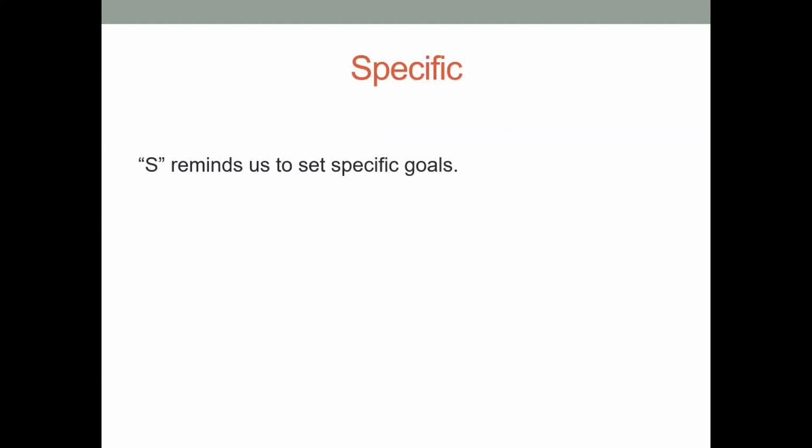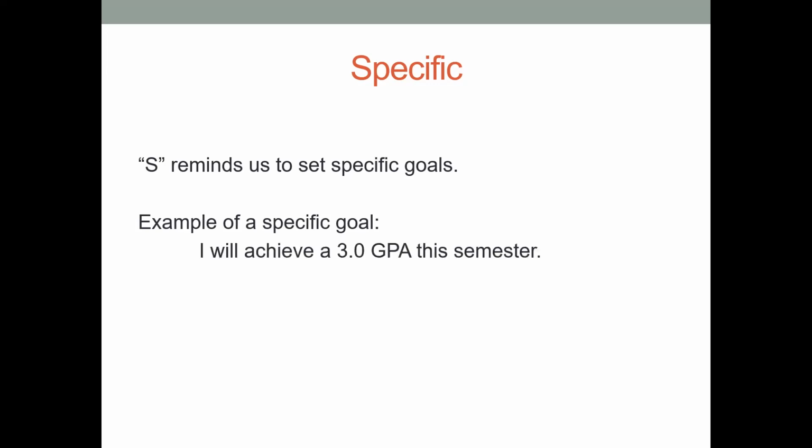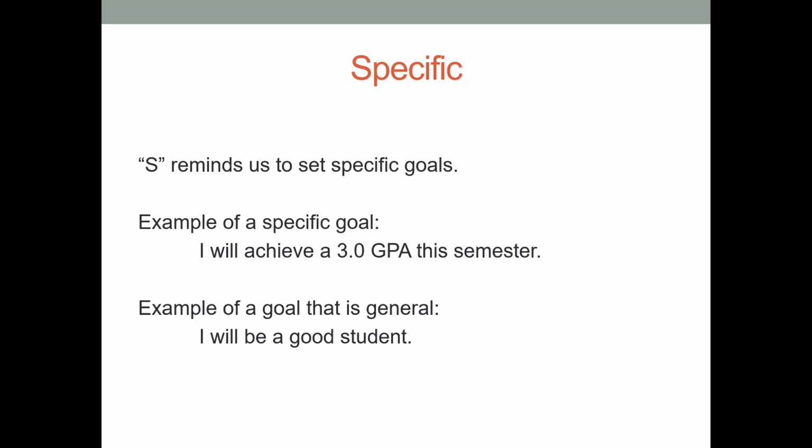S reminds us to set specific goals. Let's look at the difference between these two goals. I will achieve a 3.0 GPA this semester, and I will be a good student. A specific goal is clearly defined. It will help you to direct the actions that you will need to take. The general goal is vague and ill-defined. It will not be nearly as helpful in directing your actions.